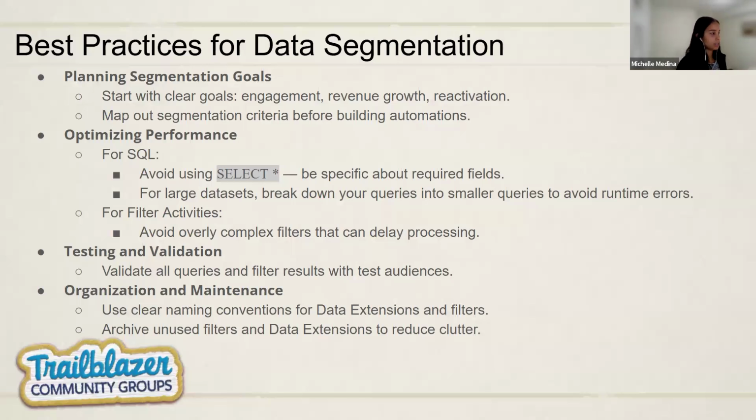that final data extension. And then for filter activities, avoid those overly complex filters because it does delay processing. Essentially what the automation would do is overwrite your data extension, looking for that criteria again. So the more complex, the longer it is going to take to update that data extension.